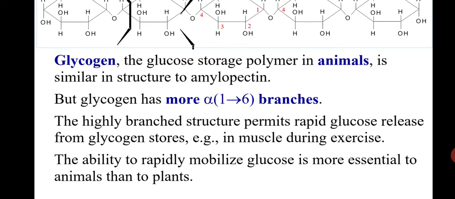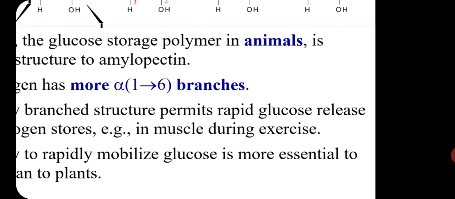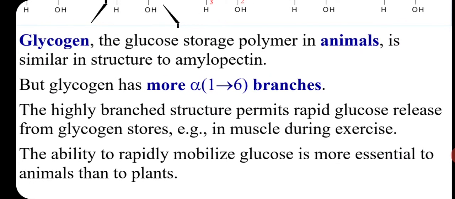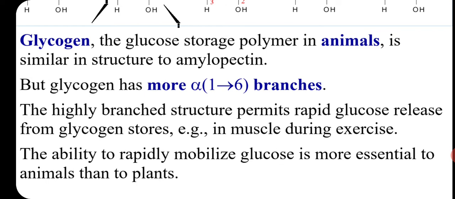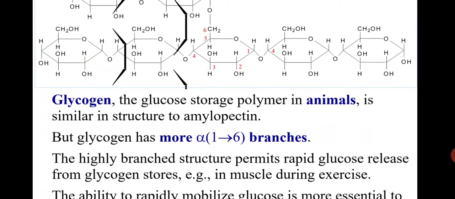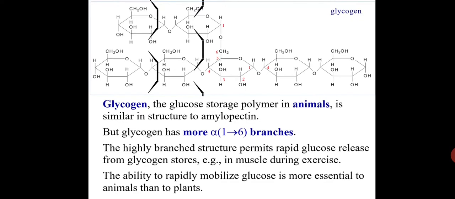So what happens when this kind of structure is prevailing? This highly branched chain structure permits rapid glucose release. You cannot easily break glucose from a straight chain, but at branching points they are quite free, you can break them out. You need energy at an instant when you do physical exercise, etc. So it is easy to obtain glucose from this branching. That is why nature has chosen glycogen as your energy reserve.